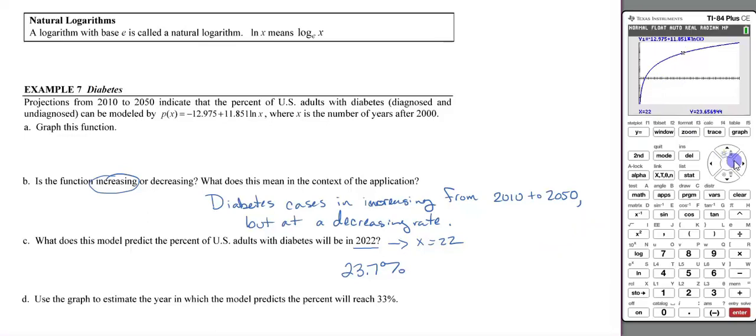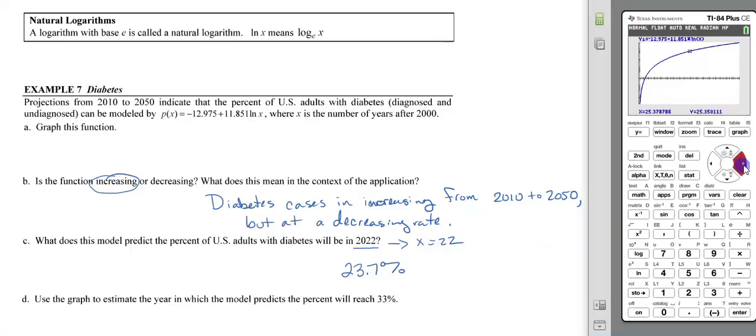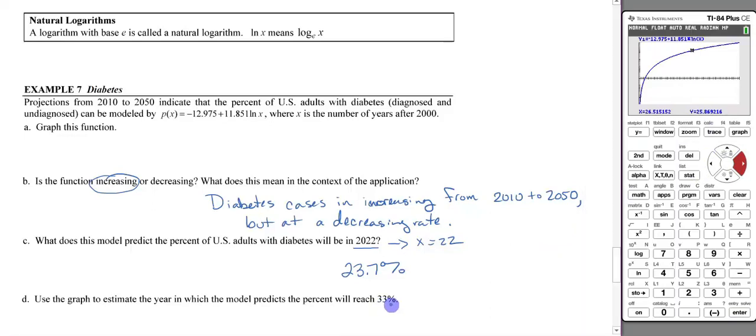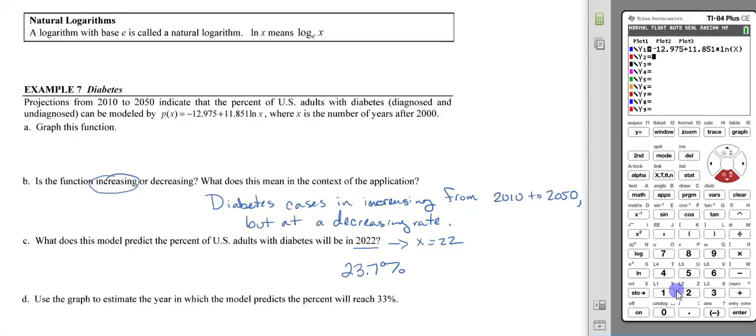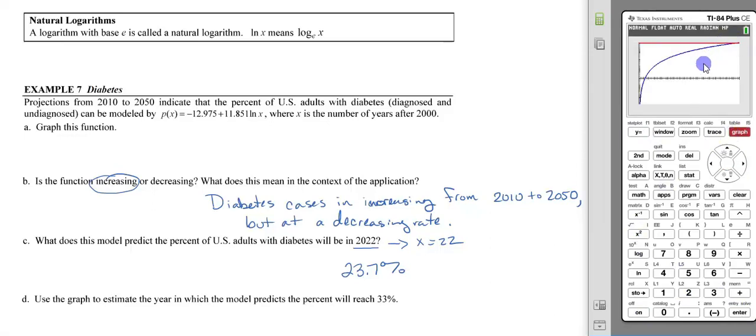Now, use the graph to estimate the year in which the model predicts the percent will reach 33%. So we can see it's increasing. We're not going to get quite right on 33%, but that number 33 that they've given you is a y value. The years are the x's, the percents are the y's. So we can go back into our equation editor and make another equation of y equals 33 and graph that. Remember, the intersection must be in your window for you to be able to calculate the intersection.